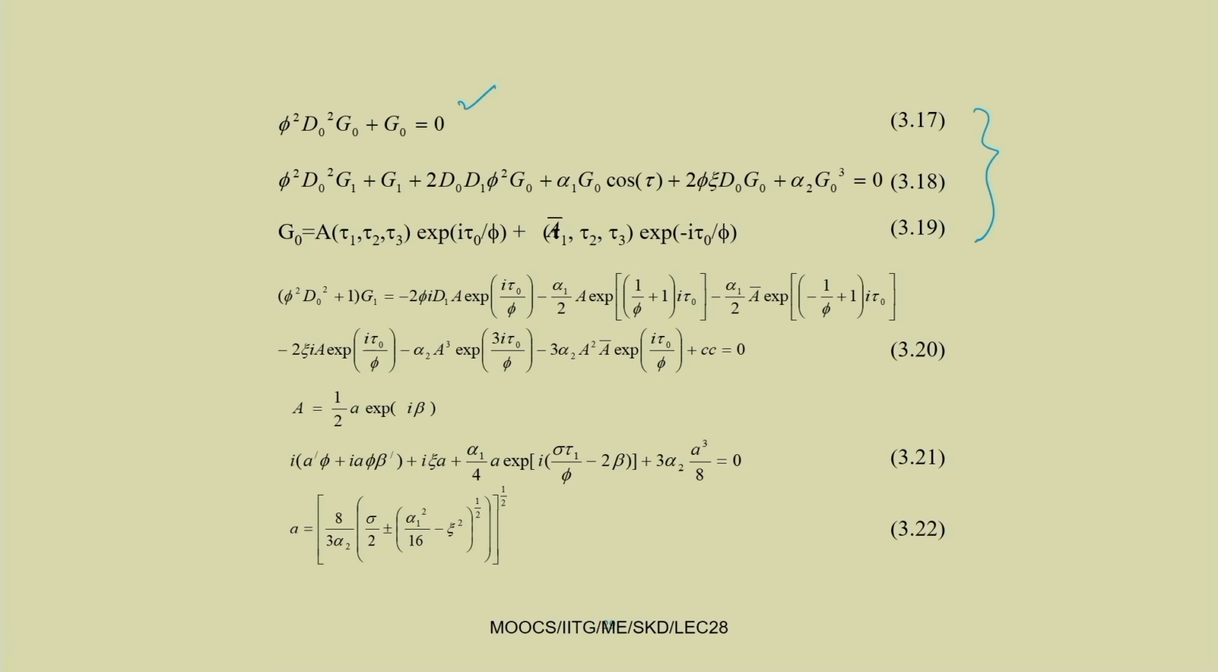Here we are using phi square d square g 0 plus g 0 equal to 0, and in the previous case we had taken the non-dimensional parameter in such a way that we have d 0 square g 0 plus g 0 equal to 0. So, it is up to you how you want to derive that equation or how you want to model it. Depending on your model, you can have it.